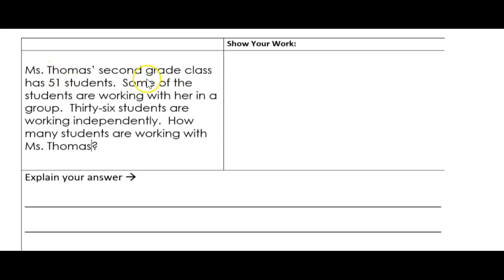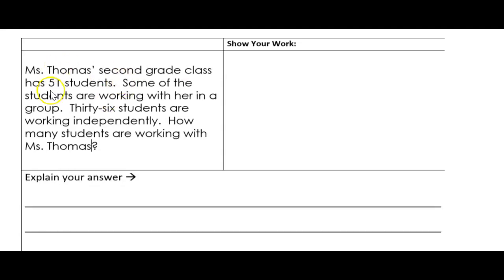Miss Thomas's second grade class has 51 students. Some of the students are working with her in a group. 36 students are working independently. How many students are working with Miss Thomas? Boys and girls, we've read the complete problem.